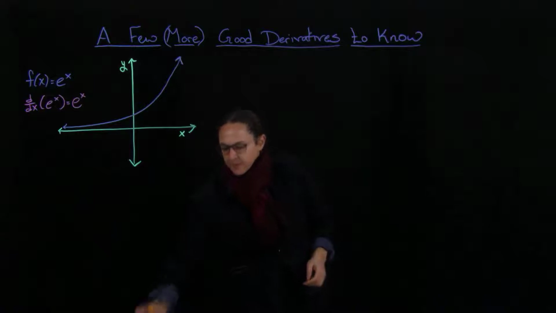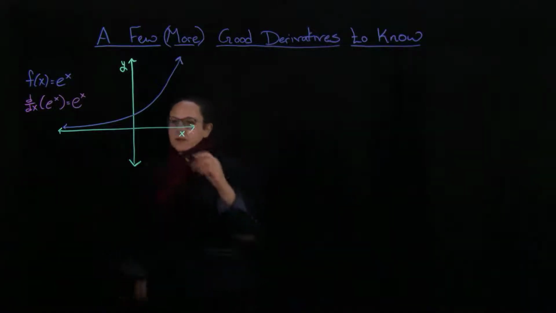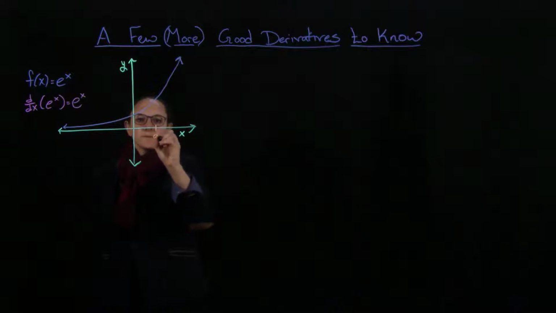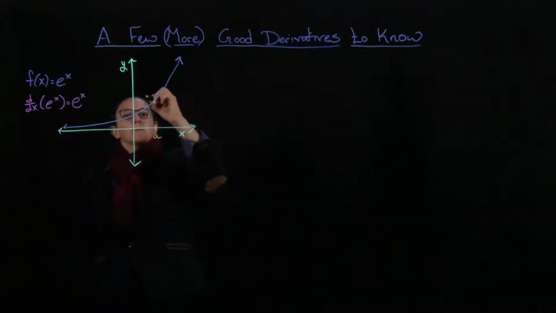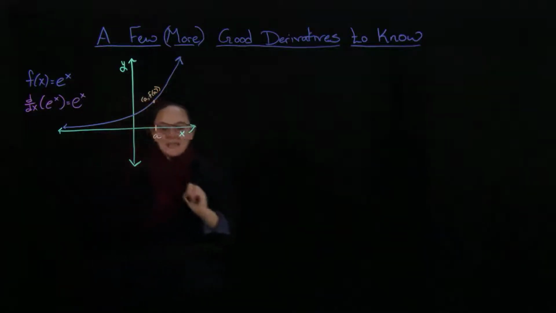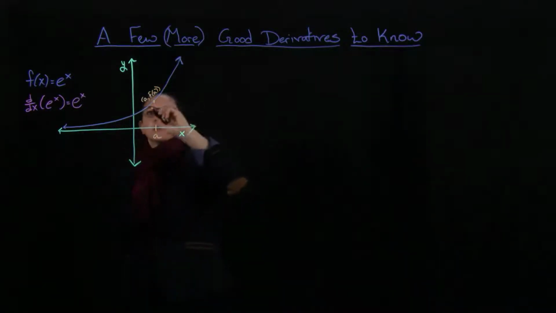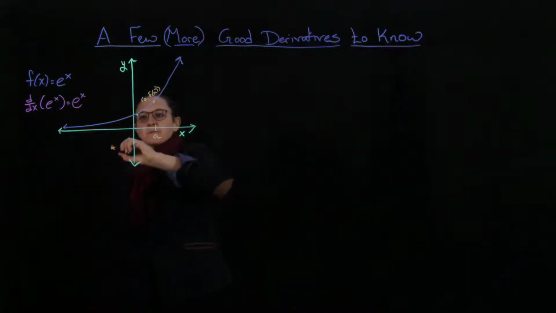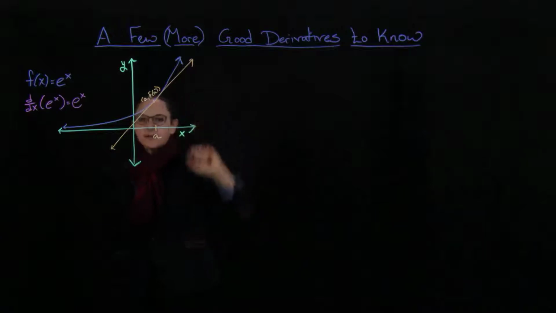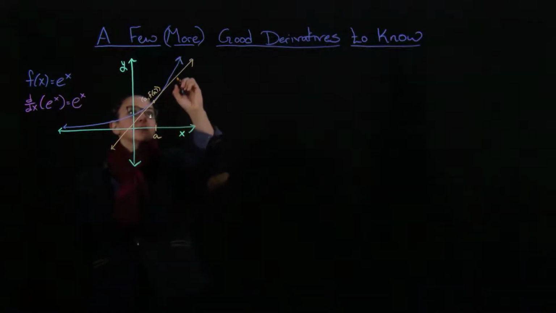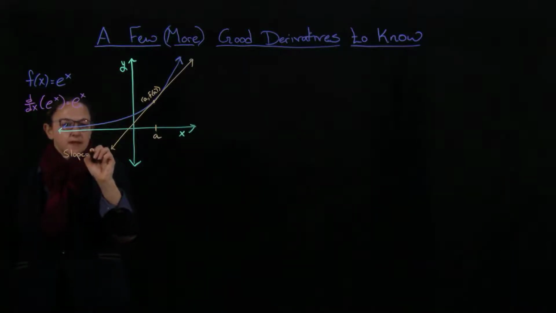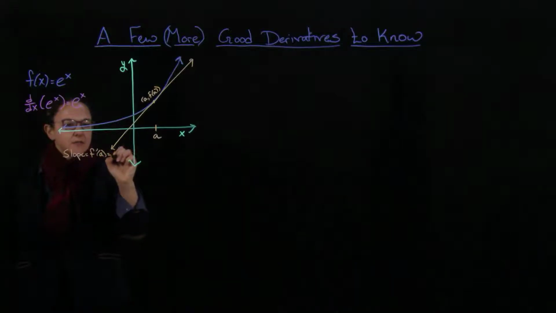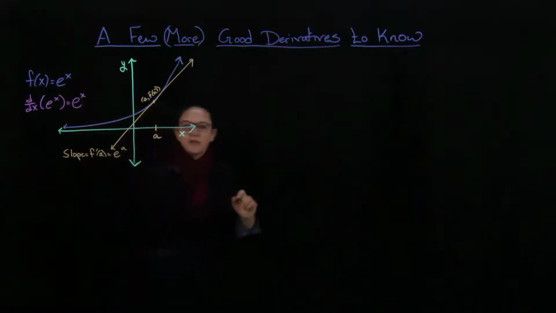And then what does that correspond to? If I look at a point A, so this is the point A, f of A on here, or A, e to the A. Then if I look at the slope of this line, which is the tangent line, the slope is going to equal f prime evaluated at A, which is again e to the A. So that's the picture for e to the x.